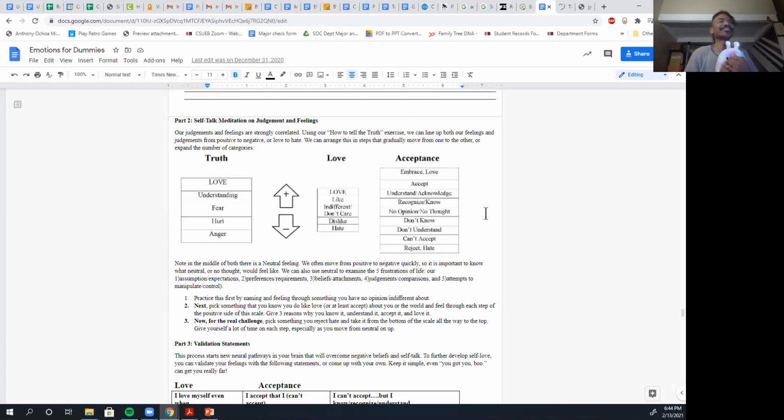Okay. So we're going to start with our acceptance scale. We're going to start on recognize and know. What's something I can recognize and know that I like about the beach? I recognize that I go there to relax. I know how much I enjoy the feeling of the sun on my face, how much I enjoy the sound of the water.